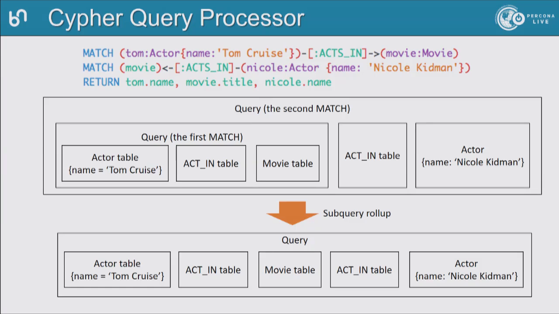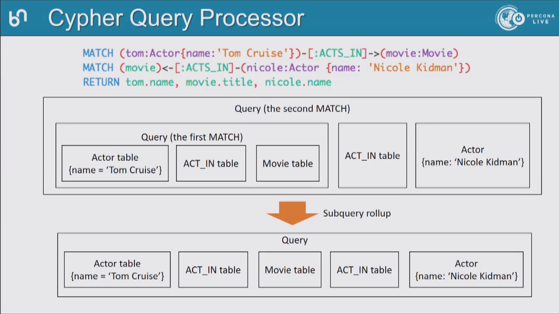And this diagram explains this. The outer query structure is the second one, and the inner query structure is the first one. So internally, we create a query structure like this in a nested form. So in this diagram, we can see that the first match clause becomes a subquery to the next match query.